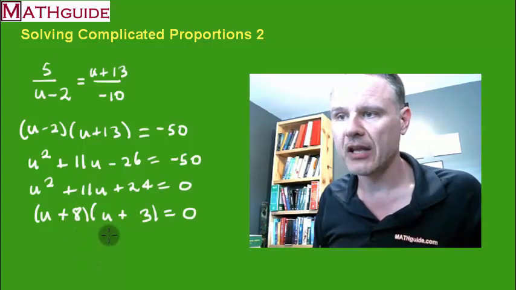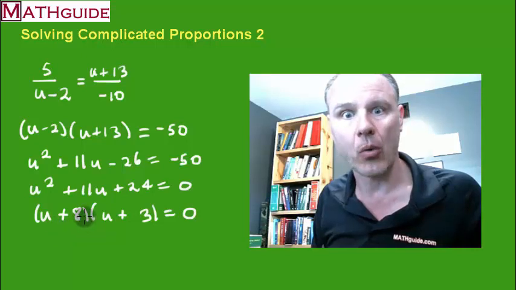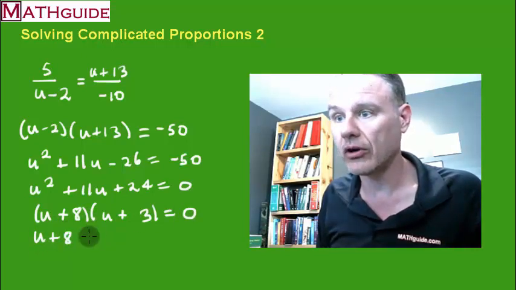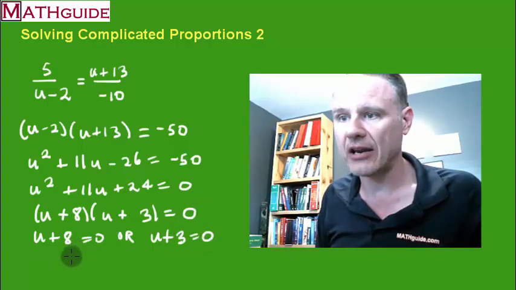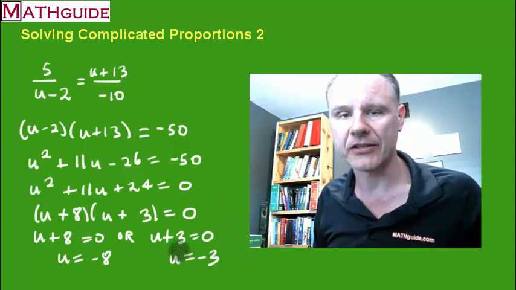It works. Multiplication property of 0 says if you multiply two quantities and get 0, one or both of the quantities has to be equal to 0. So it's either that guy or this guy is 0. Subtract 8 from both sides. Subtract 3 from both sides. There you go. We've got our two answers.